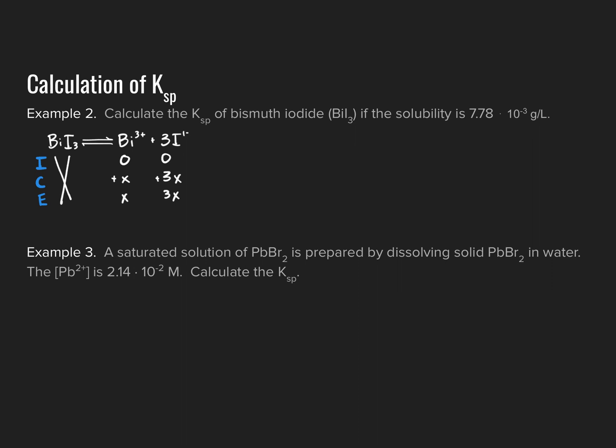Let's now write a KSP expression. The KSP of this particular equation is going to give me the concentration of the bismuth ion, Bi3+, times the concentration of the iodide ion, I−, which gets cubed from its coefficient in that equation. And as we've seen before, I can plug in the equilibrium concentrations into that KSP expression, which would be x moles per liter for bismuth ion and 3x moles per liter for the iodide ion, which is getting cubed. Simplifying that yields 3 cubed, which is 27, and x cubed times x is x to the 4th power. So I've got a KSP expression here, which is going to be defined by 27x to the 4th.